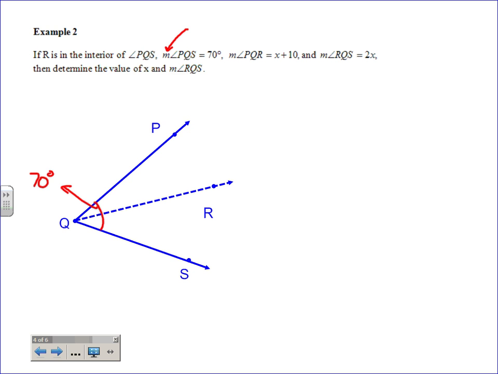Or what some people do is they'll put that out here. They'll say that's 70 degrees. Whichever way is going to work for you, doesn't really matter to me. But then it says in here that the measure of PQR, well, that's just that top part, isn't it, is x plus 10. So this one here, x plus 10. Actually, I traced that pretty good. All right. And RQS is 2x.